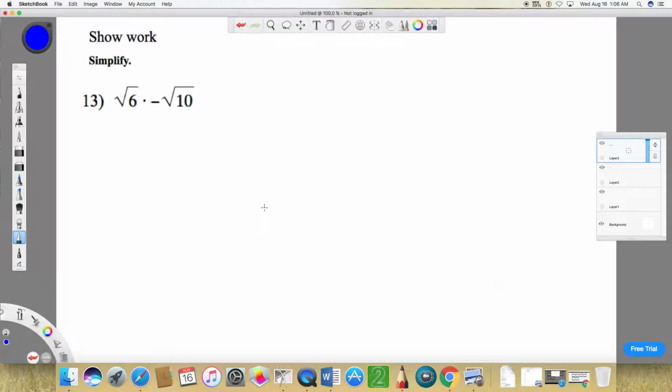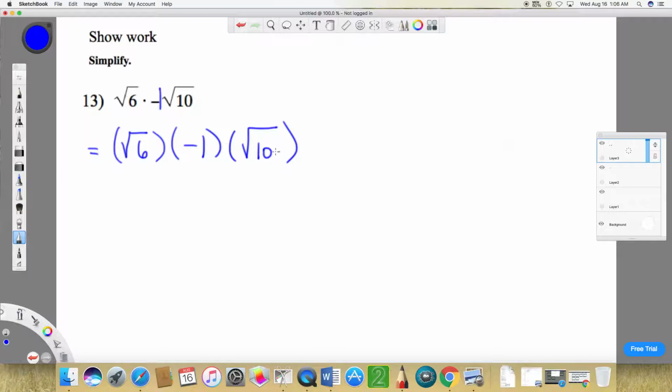Let's take a look here. They want us to simplify the square root of 6 times negative square root of 10. Now, it's going to be to our advantage, I think, to look at this negative sign as a negative 1. So what do we have here? We have the square root of 6 times negative 1 times the square root of 10.